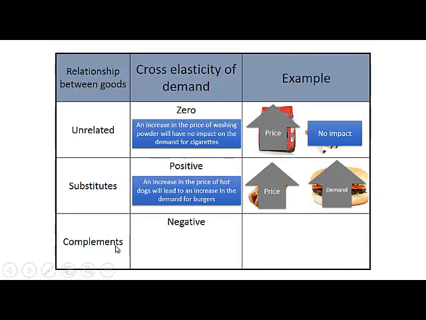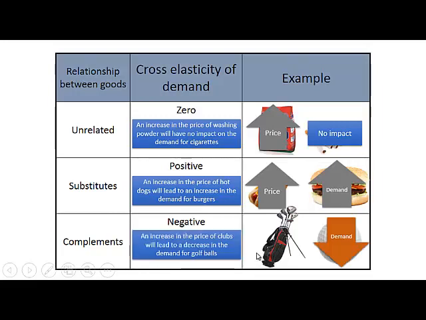If goods are complements, for example, golf clubs and golf balls, an increase in the price of golf clubs will lead to a decrease in the demand for golf balls. Therefore, the cross elasticity of demand will be negative.